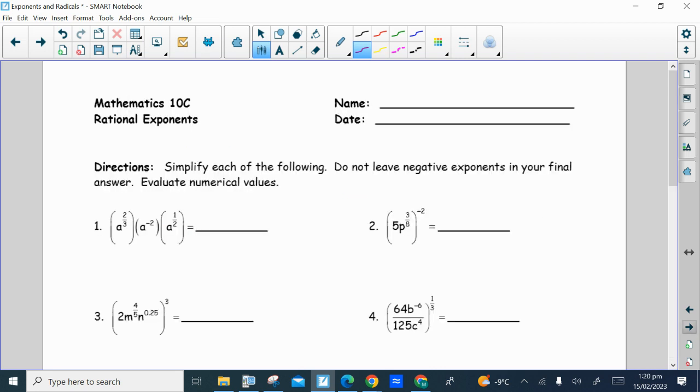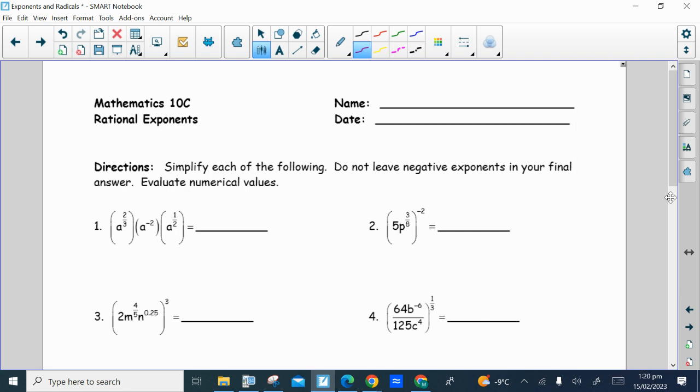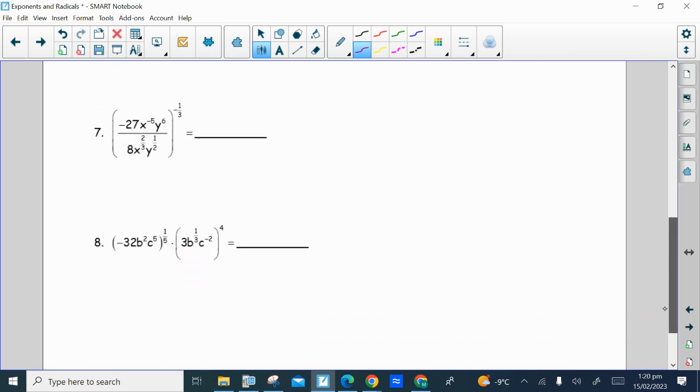So that page there, page 45, is your homework, and you're going to hand this one in. There's only, what, 6 questions there? 8.